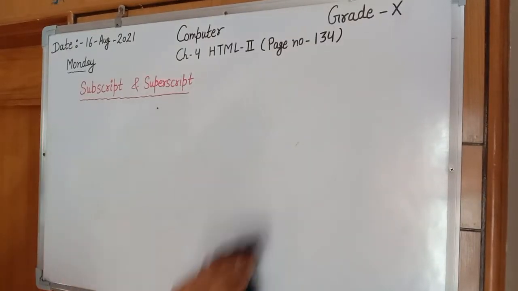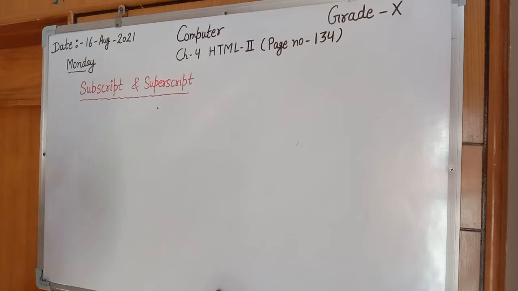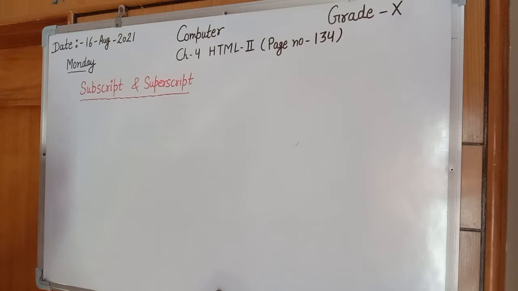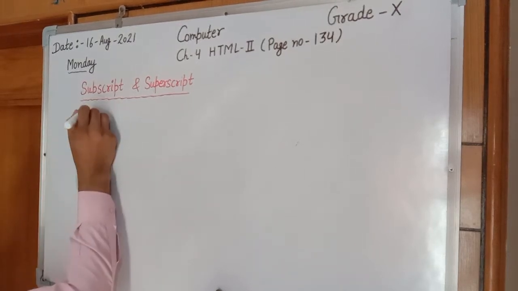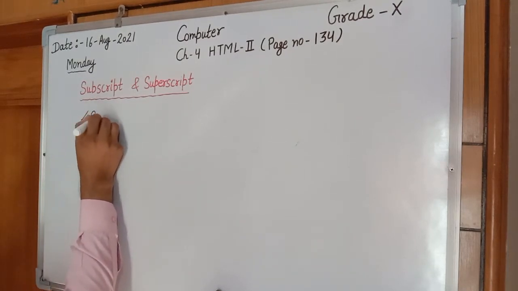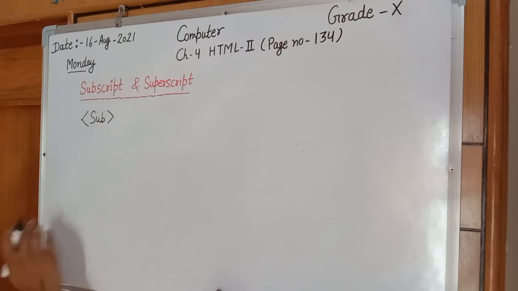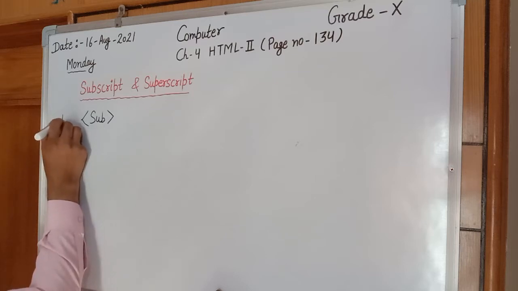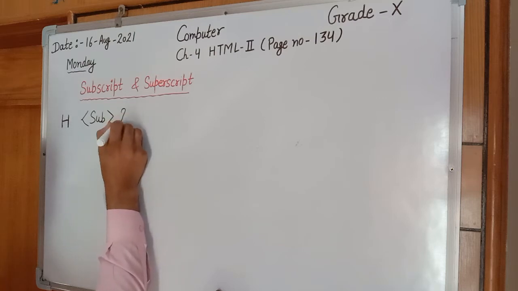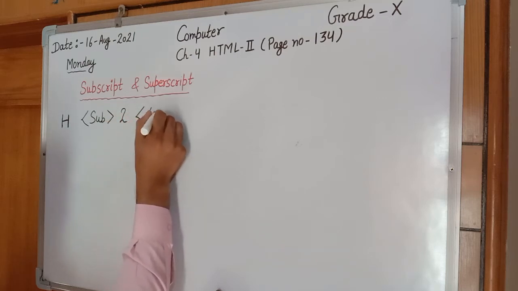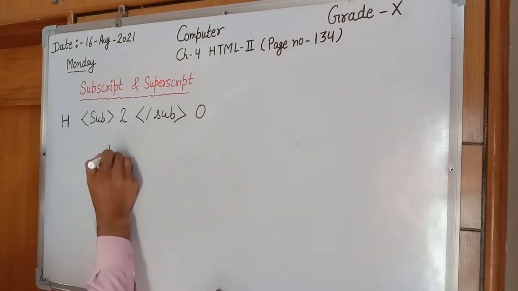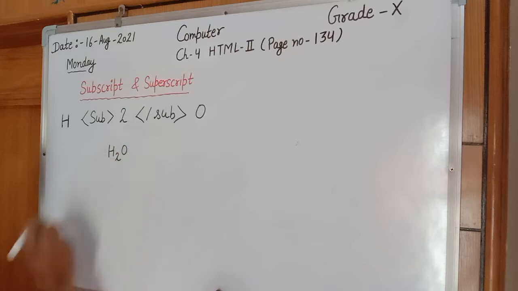For that we have to write the code, and for writing the code in HTML we need specific tags. The tag names are sub and sup tags. If I want to write subscript, then I will use the sub tag. Suppose I want to write H2O. For that I write H. Afterward I write 2 in sub. Then I close the tag sub and then I write O. So it will display the output H2O.